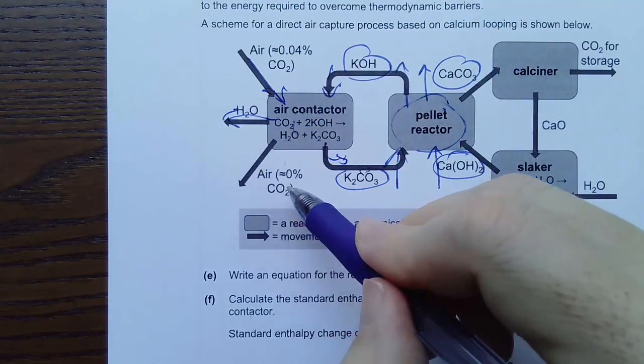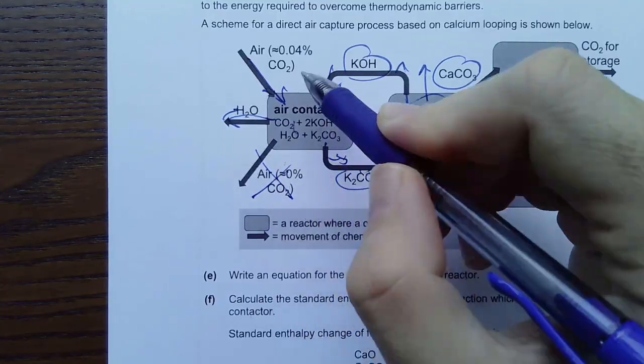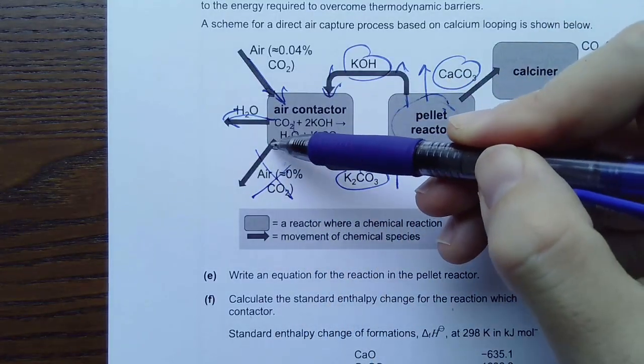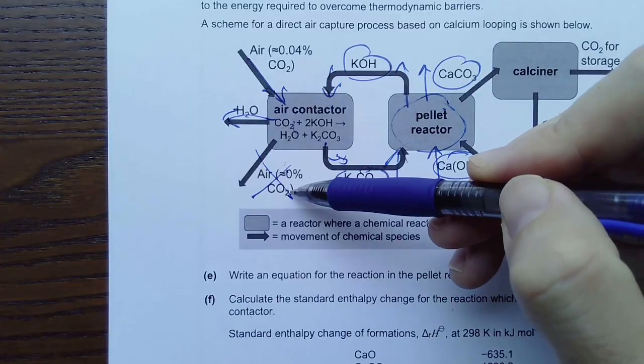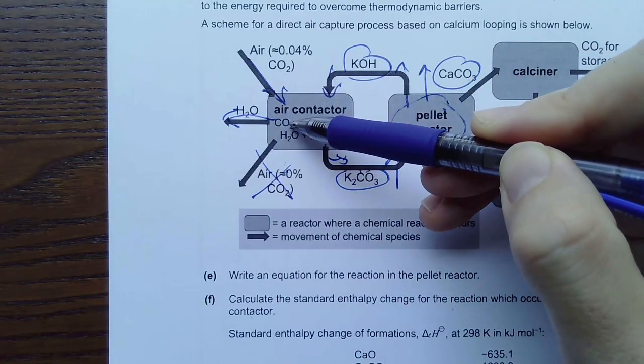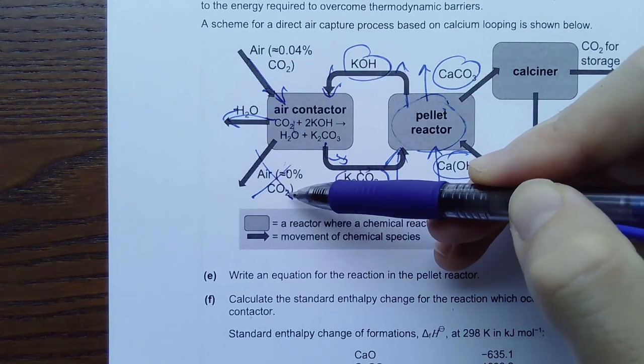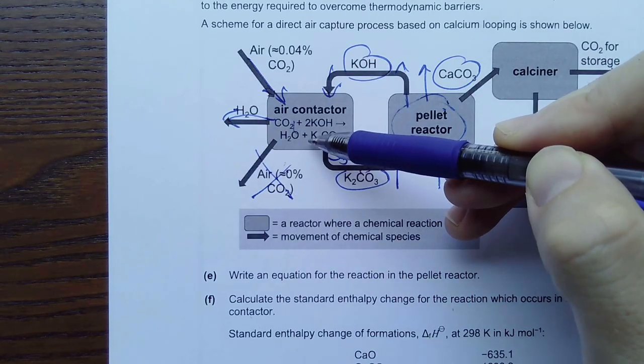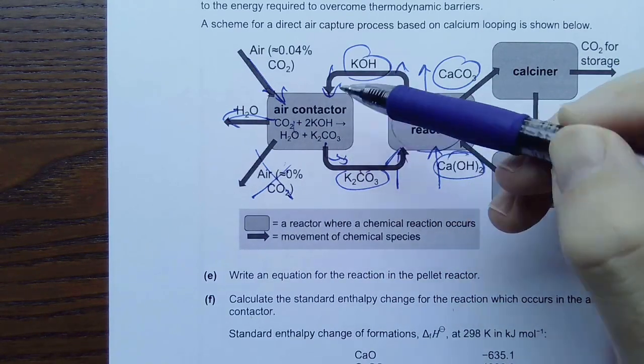So the point is that this one you ignore, because even though it says air is coming out, the important point is that there's no CO2 in the air that's coming out. So there's CO2 going in, which is why it's in the reactants, but the air that comes out is clean, which is why there's no CO2 in the products. The CO2 is now captured in the potassium carbonate.